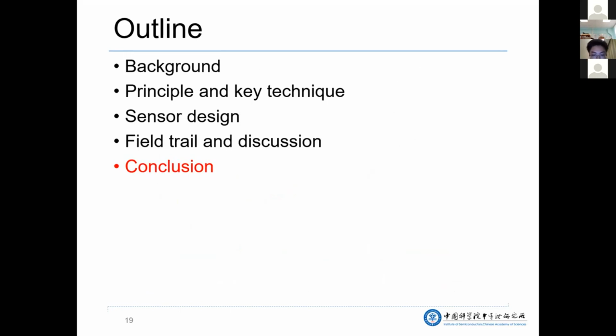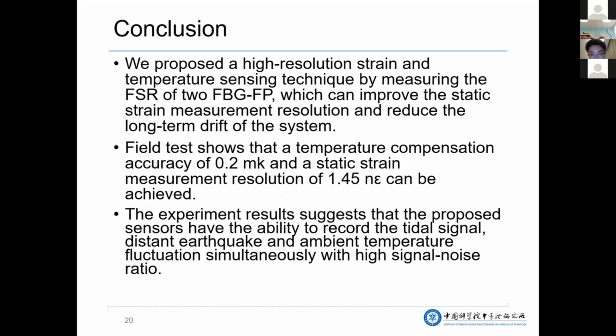In the end, we make a conclusion. We propose a high resolution strain and temperature sensing technique by measuring the FSR of two FBG-FPs, which can improve the static strain measurement resolution and reduce the long-term drift of the system. The field test shows that a temperature compensation of 0.2 and a static strain measurement resolution of 1.45 can be achieved. The experimental results suggest that the proposed sensors have the ability to record the tide signal, distant earthquake, and ambient temperature with a higher signal-to-noise ratio. Thank you for your attention.